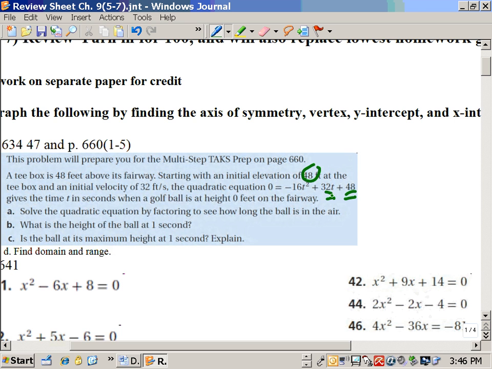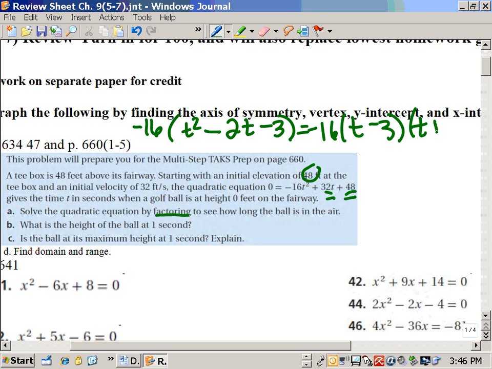We have to find, first of all, by factoring, how long the ball is in the air. So I'm going to do this up here, my negative 16, because they're all divisible by negative 16, and that gives me t squared. That's going to be a minus. This gives me t squared minus 2t minus 3. Continuing to factor, I've got negative 16, t minus 3, and t plus 1. This is equal to 0.